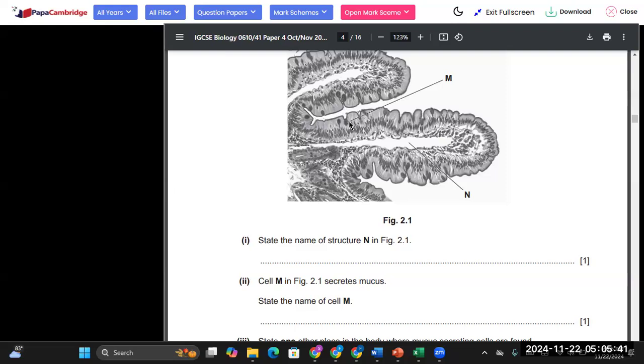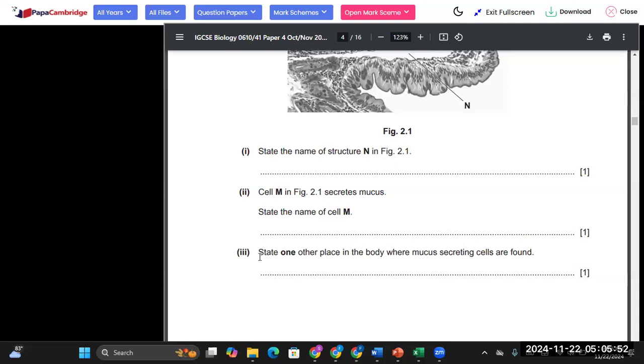Goblet cells are not just found in the stomach; they're also found in your respiratory tract. Goblet cells have the function of producing mucus. So that was the next question. State one other place in the body where mucus secreting cells are found. So that would be in your respiratory tract. You also find them in the reproductive tract as well.